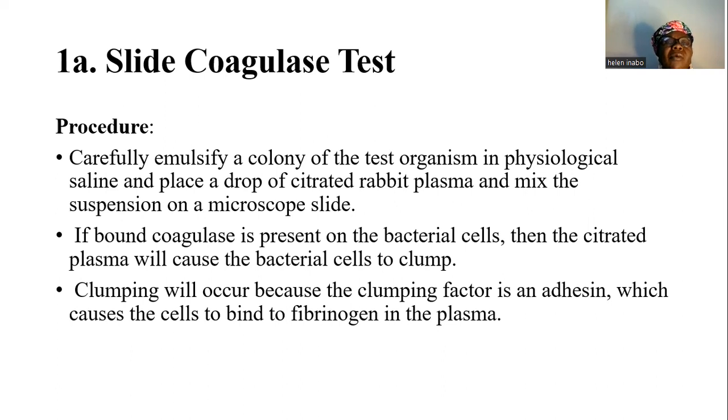Slide coagulase test detects bound coagulase. So if bound coagulase is present on the bacterial cells, then the citrated plasma will cause the bacterial cells to clump. Clumping will occur because the clumping factor is an adhesin, which causes the cells to bind to fibrinogen in the plasma.